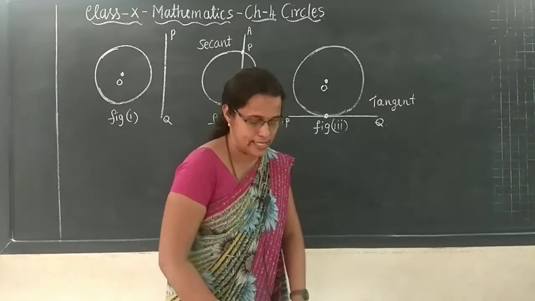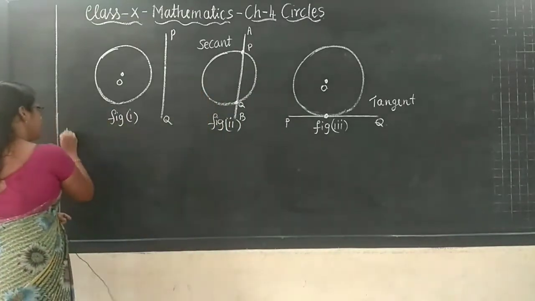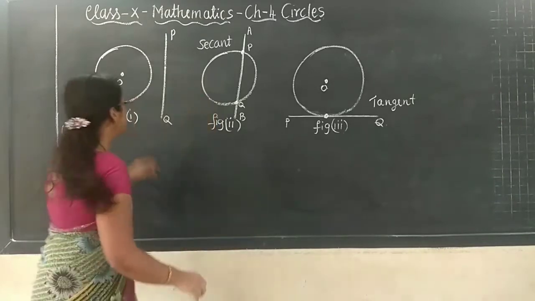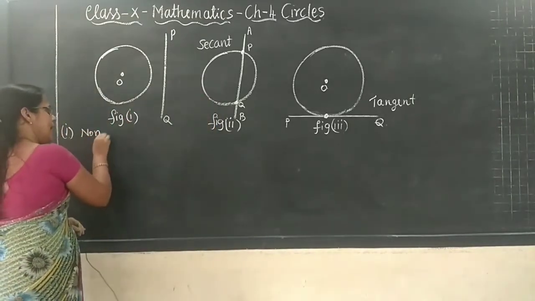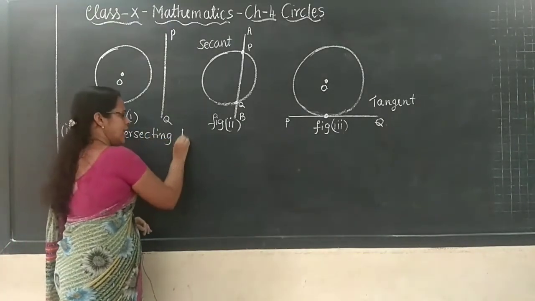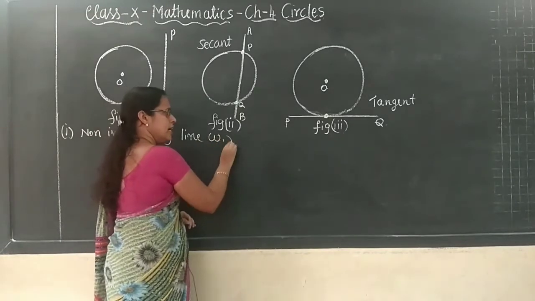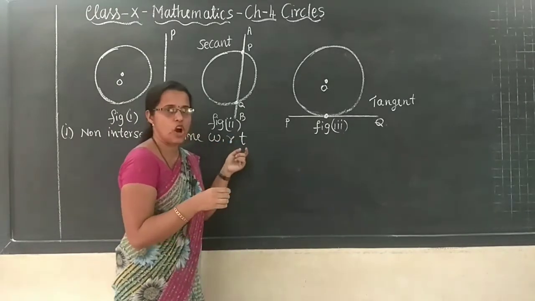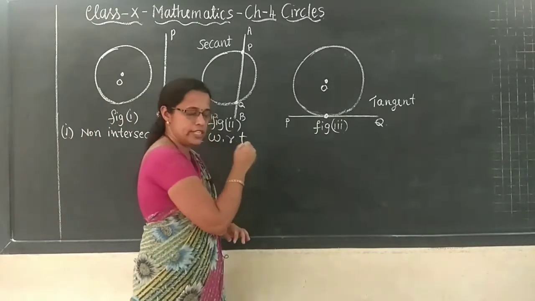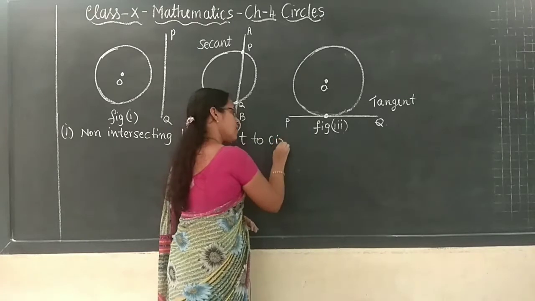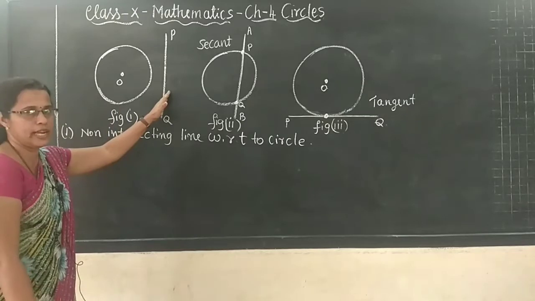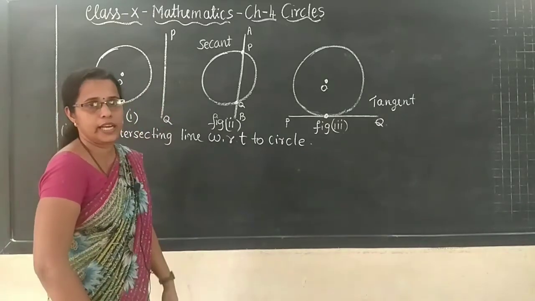The first figure, figure number 1, says that it is a non-intersecting line with respect to the circle. With respect to means WRT, the short form of with respect to. So figure number 1 is a non-intersecting line, because it does not touch or intersect the circle at any point.